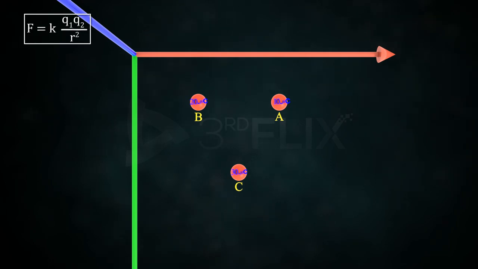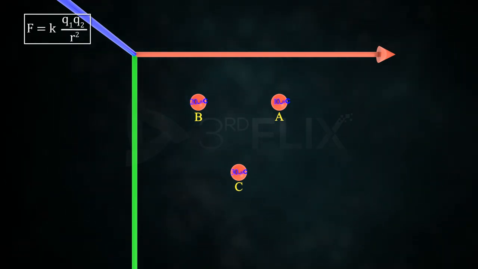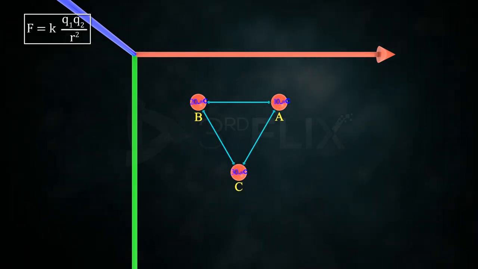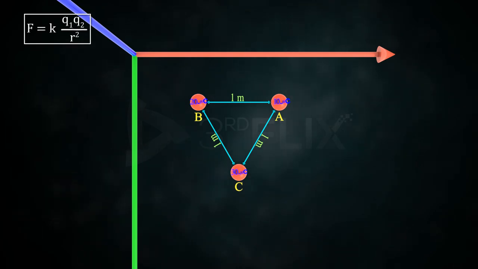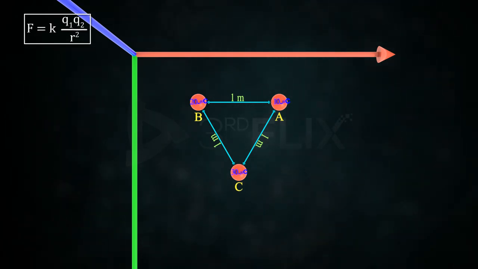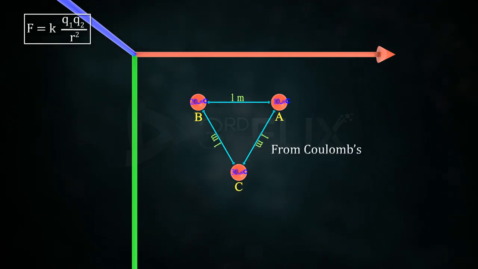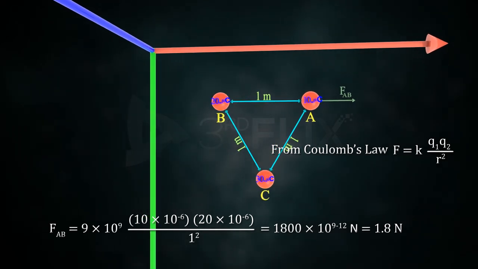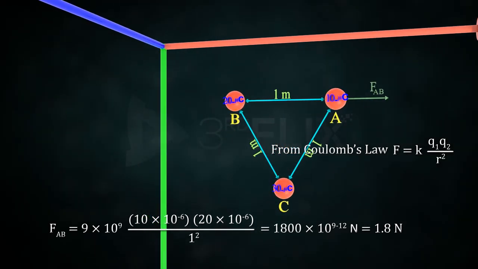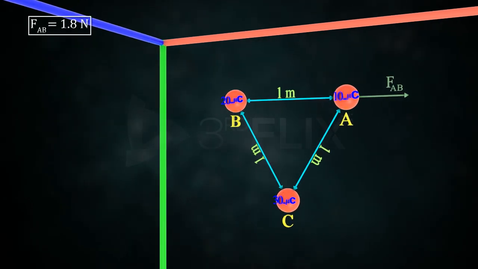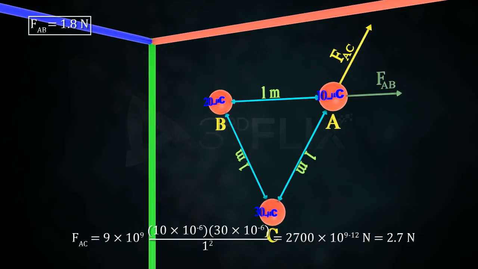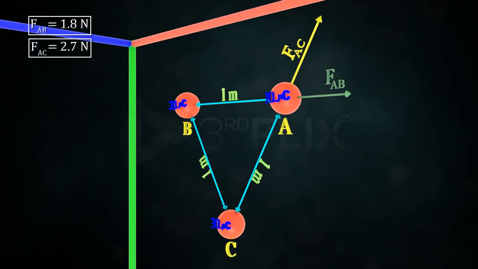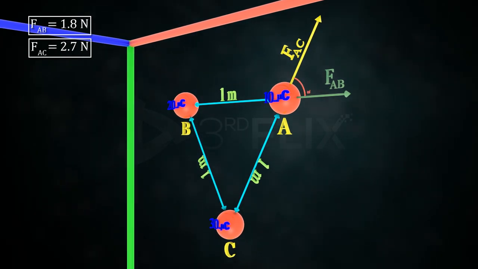Three charges of magnitude 10 microcoulombs, 20 microcoulombs and 30 microcoulombs are kept at the vertices of an equilateral triangle of side length 1 meter on the xy plane. What is the electric force on the charge at vertex A? From Coulomb's law, force on A due to B, FAB, is equal to 1.8 newtons and it is towards x direction. Similarly, force on A due to C, FAC, is equal to 2.7 newtons and it is at an angle of 60 degrees with x-axis.